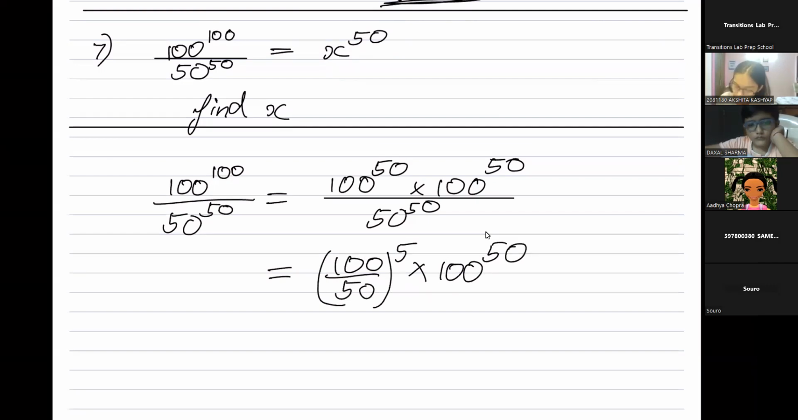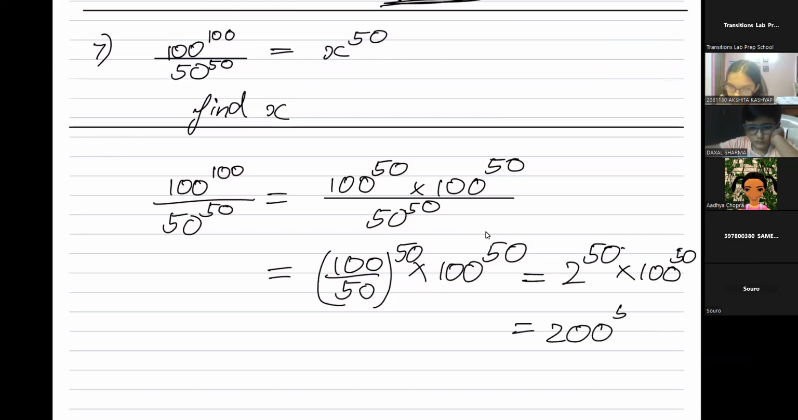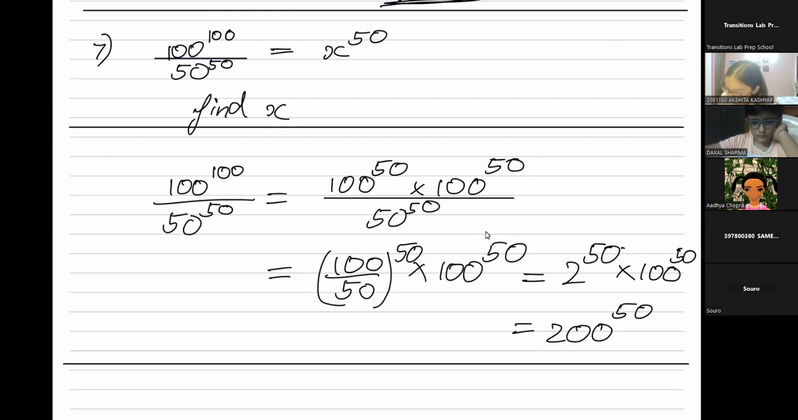This will be then 2 to the power 50 multiplied by 100 to the power 50. This is 200 to the power 50. Now again, you can use multiple different methods to get to the same answer, but this is just to check that your law of indices is perfectly clear in your head. There should have been no problem solving this if all of those are clear.